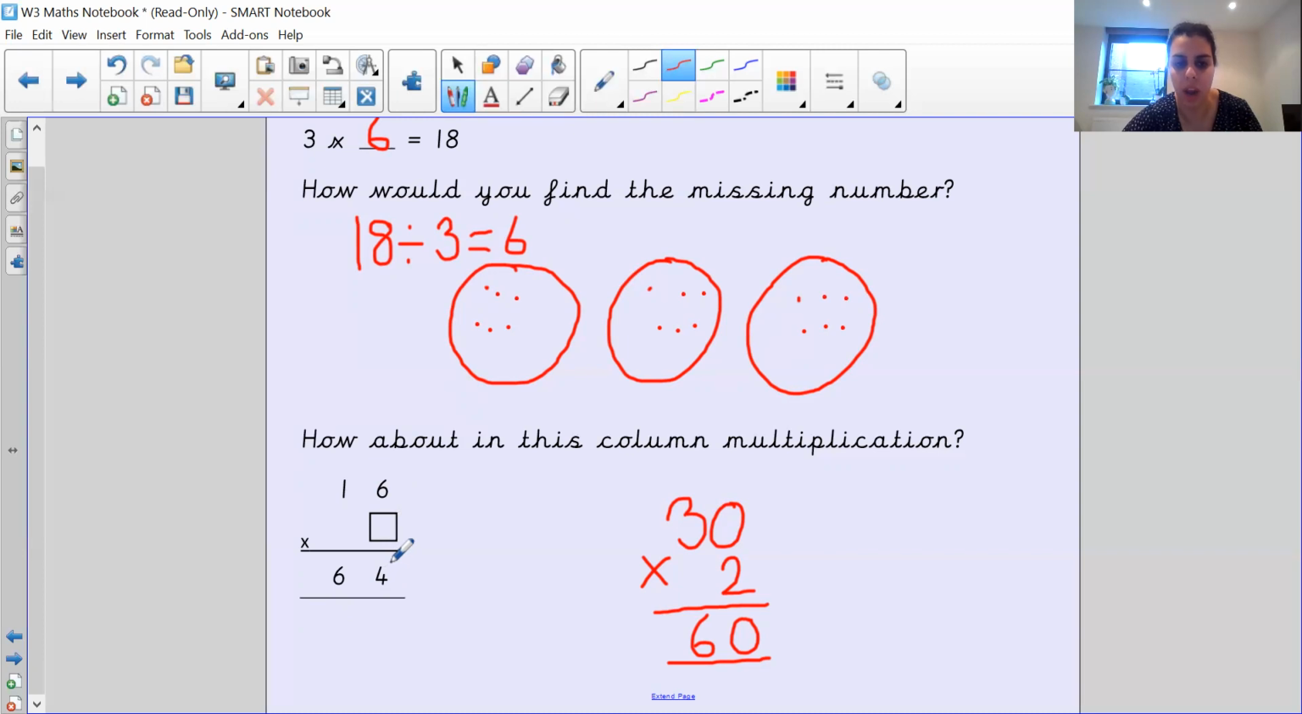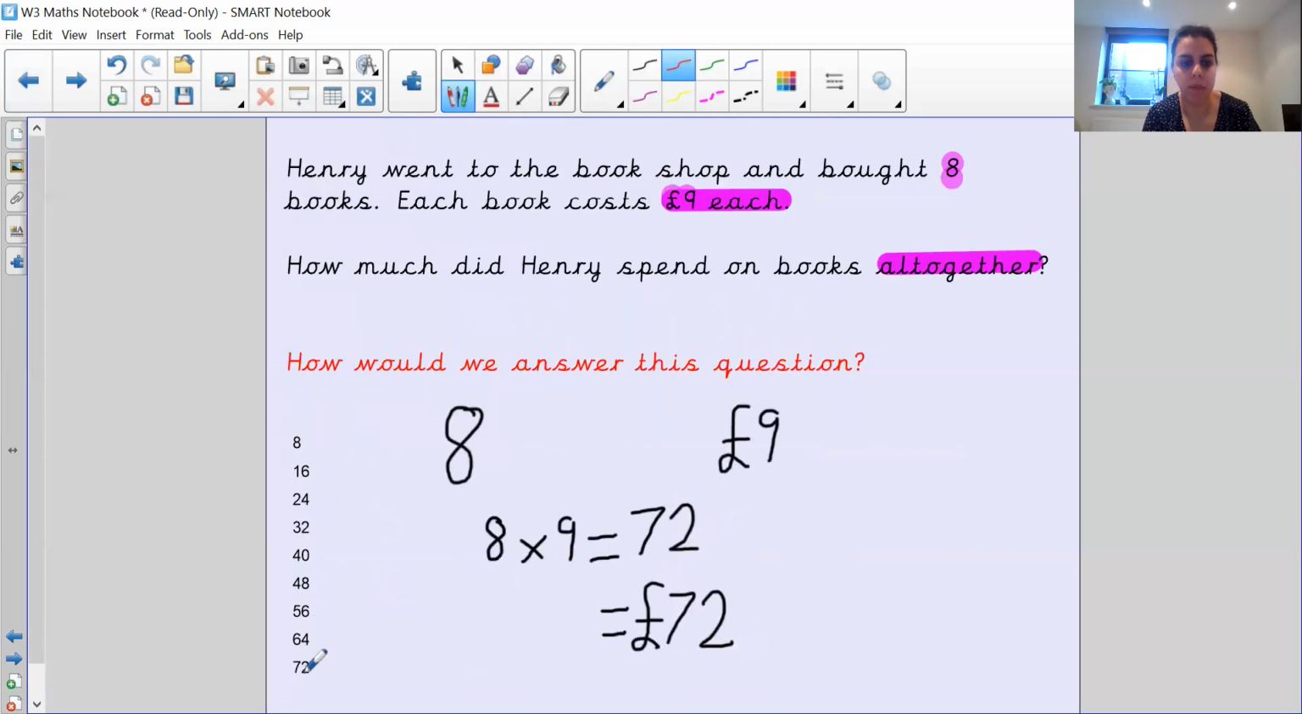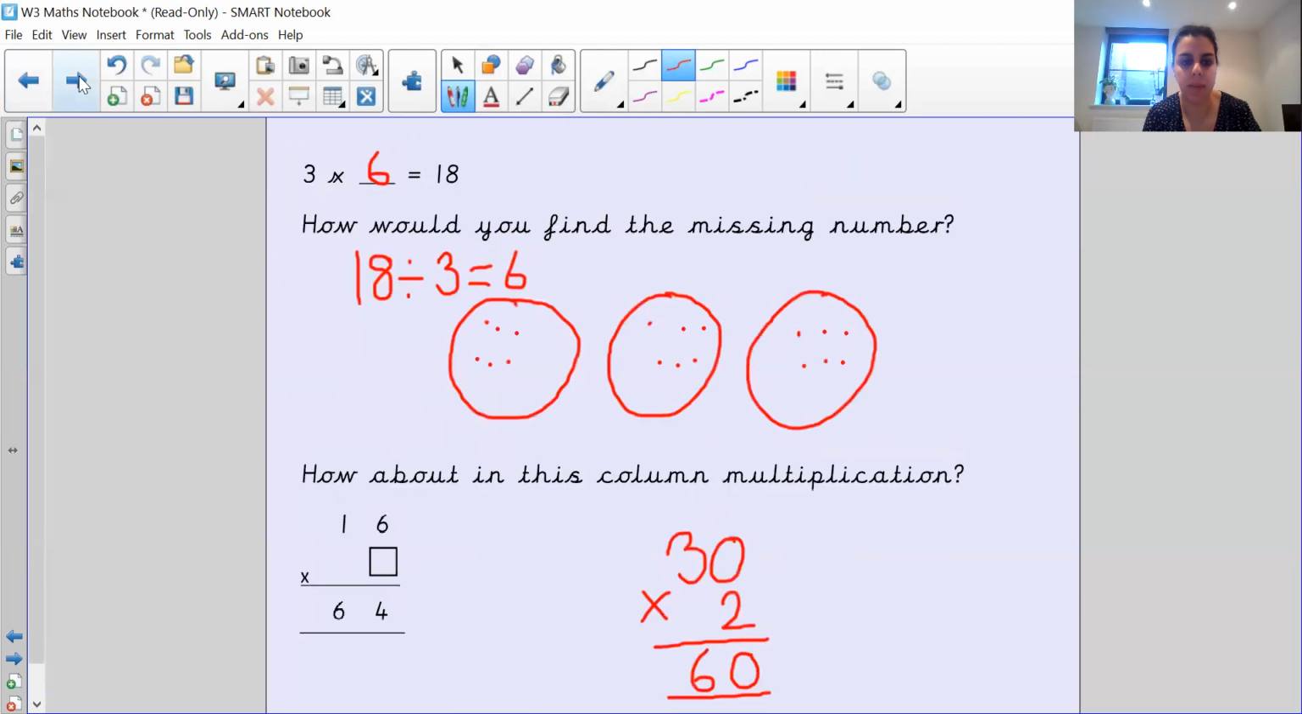I'd like you to pause the video and I'd like you to count in your 6s. If you don't know your 6s, remember that when we did this earlier on, you can just write your number. This is my 8 times table. You can just use your fingers or count in your head, 6 times table, until you get to a number that ends in 4. So pause the video now and try that for me.